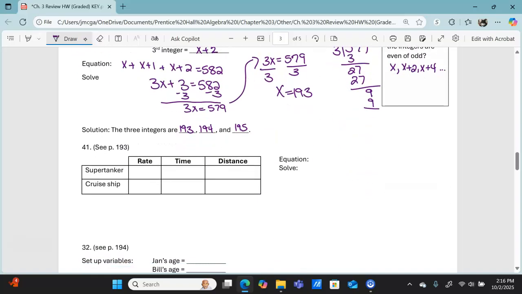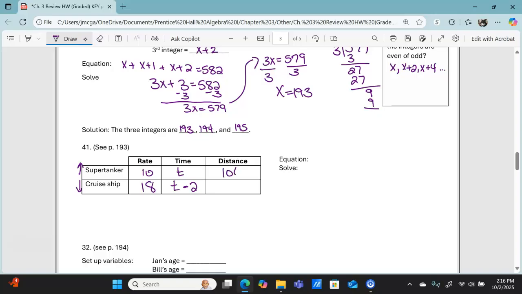Page 193, number 41 has a distance problem. A supertanker left port traveling north at an average speed of 10 knots. And he's traveling north. 2 hours later, a cruise ship leaves the same port heading south. So he's heading south. I do not know the time that the supertanker travels, but I do know that the cruiser leaves 2 hours later. So however much time this guy spends, this one spends 2 hours less because he left 2 hours later. And it tells me the cruise ship is going at 18 knots.